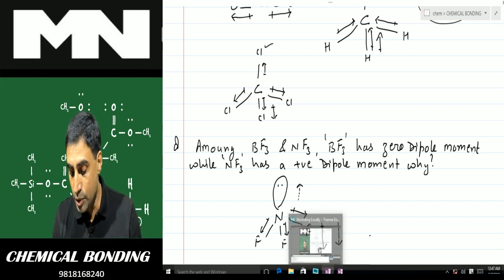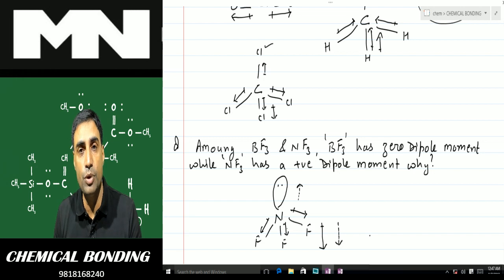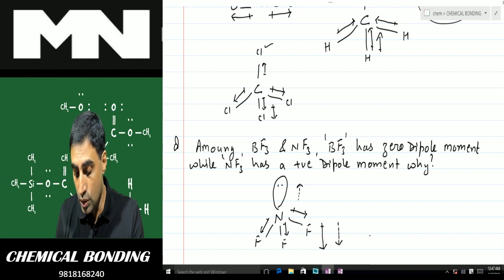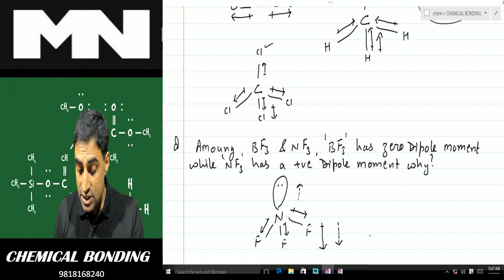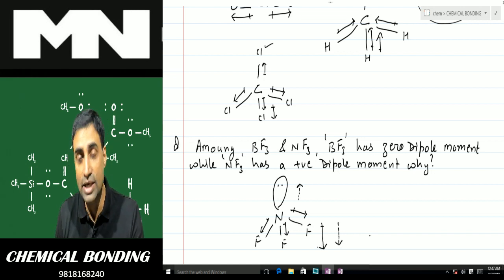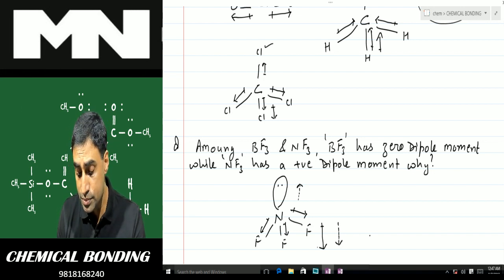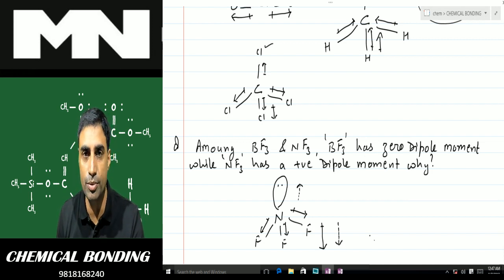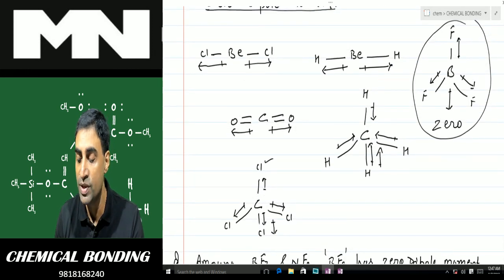Again, the three NF bonds are polar, where fluorine is more electronegative. So you have dipole on these three NF bonds. So as a result of that, you will have a resultant dipole moment in the downward direction, which is slightly cancelled out by that of the lone pair. So you'll have a weaker dipole moment in the downward direction. So NF3 will have a positive dipole moment, but BF3 will have zero dipole moment because BF3 is trigonal planar, where the resultant dipole moment of two BF bonds is cancelled out by that of the third.